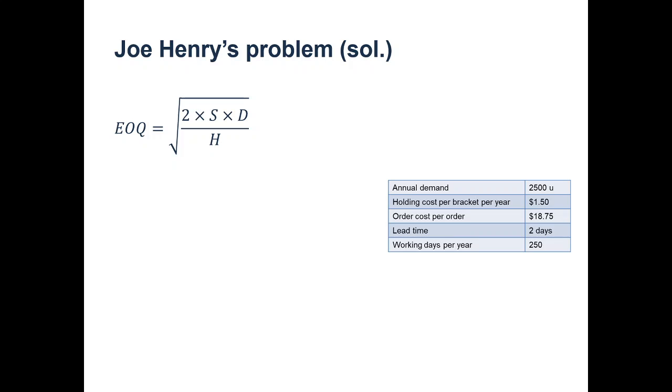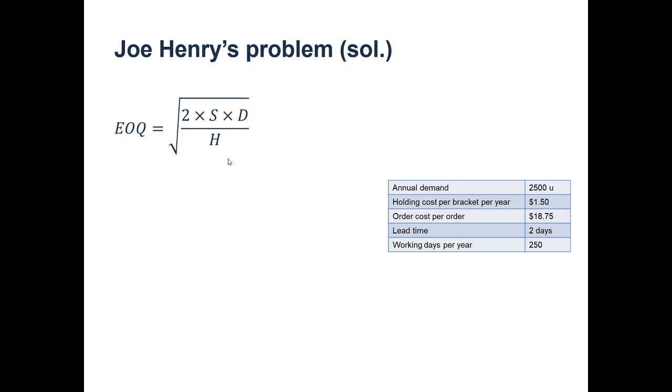So the first thing we can calculate is the lot size, which is the economic order quantity, which is given by that expression, Wilson's formula. So we need to know the ordering cost, S, the holding cost, and the demand.